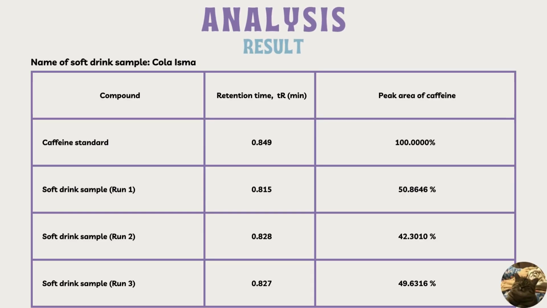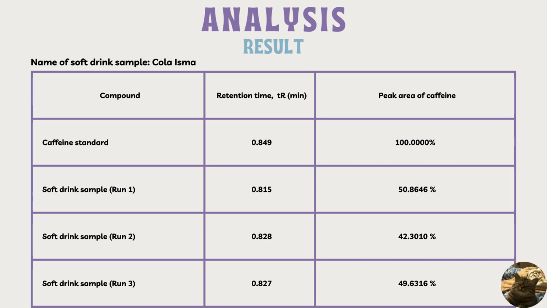Hello, my name is Sarah and I will explain the result of the analysis for this experiment. The soft drink sample that we used was Cola Isma. From the chromatogram that we obtained after the samples went through the HPLC, we are able to record the retention time and the peak area for caffeine. The retention time for the caffeine standard was 0.849 minutes and the peak area of caffeine was 100%.